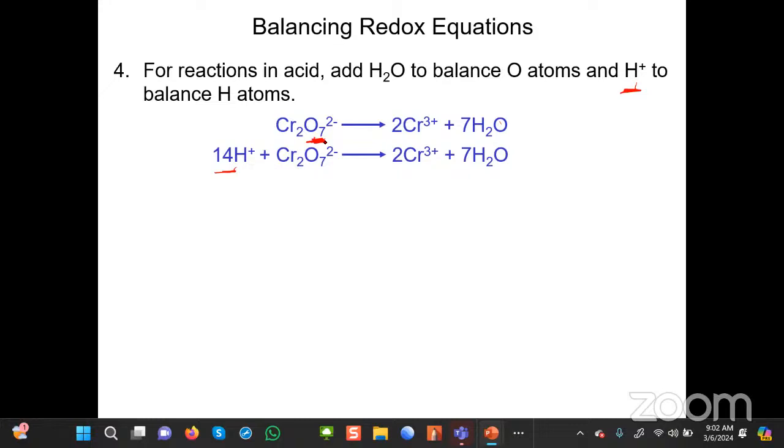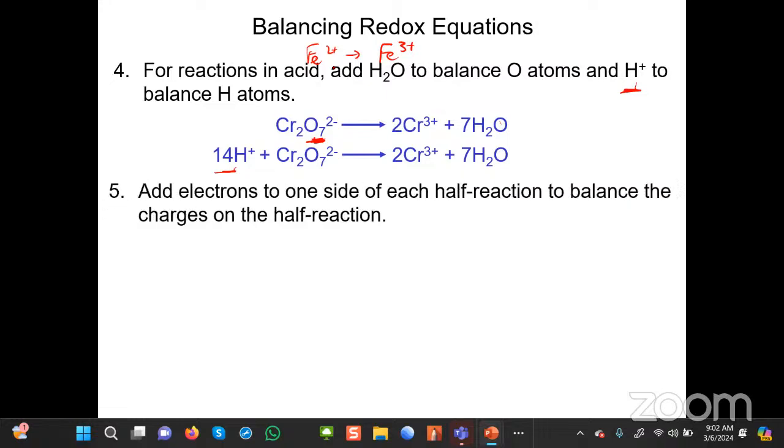In the case of the other half reaction, we didn't need to do anything because there are no hydrogens or oxygens going from Fe2+ to Fe3+, right? There are no oxygens or hydrogens, so we don't need to balance it. But as you're going to see in other examples we're going to look at, you may need to balance the oxygens and hydrogens in those instances.